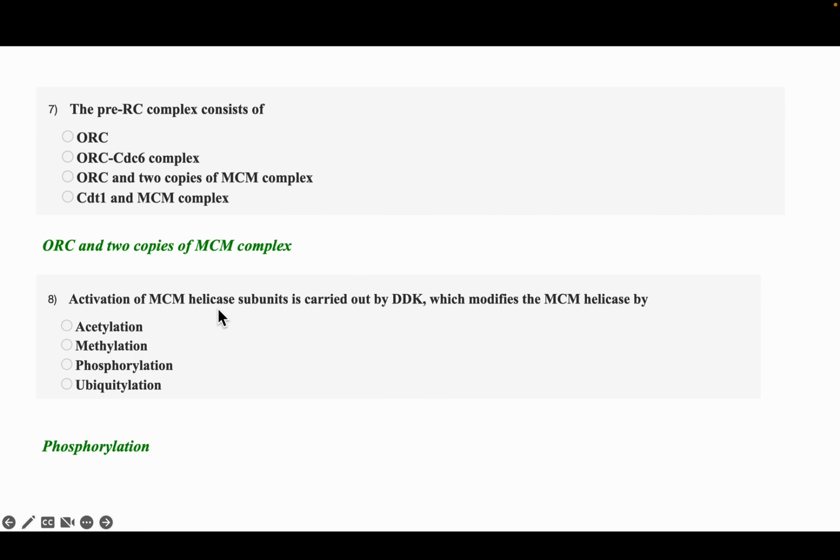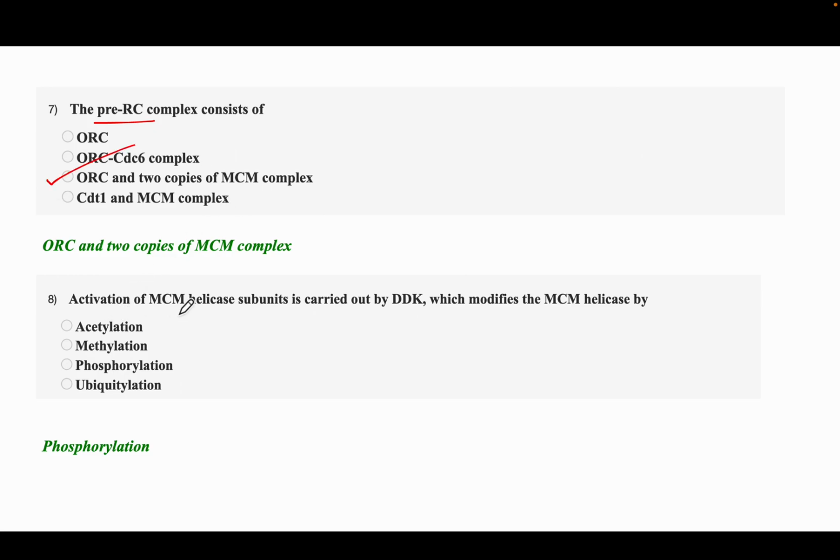Now the next question is, the pre-RC complex consists of, so what is RC? Pre-replication complex. The pre-replication complex consists of ORC, CDC6, and 2 copies of MCM complex, CDT1 and MCM complex. So you have to understand that this is the pre-RC complex. So the answer is ORC, origin of replication complex, and 2 copies of MCM complex. This is the right answer.